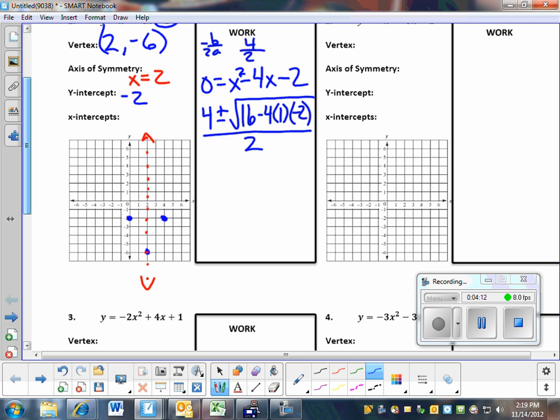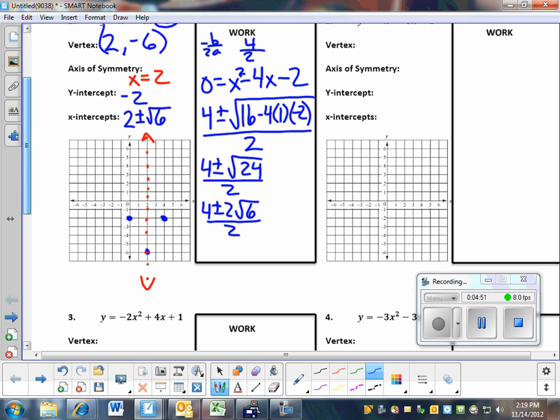So we'll now evaluate the discriminant. We have 16 minus negative 8, which is the square root of 24. Can you reduce the square root of 24? 2 roots of 6. So we have 4 plus or minus 2 roots of 6, over 2. Can you reduce that? I'm sorry, 2 plus or minus the square root of 6.